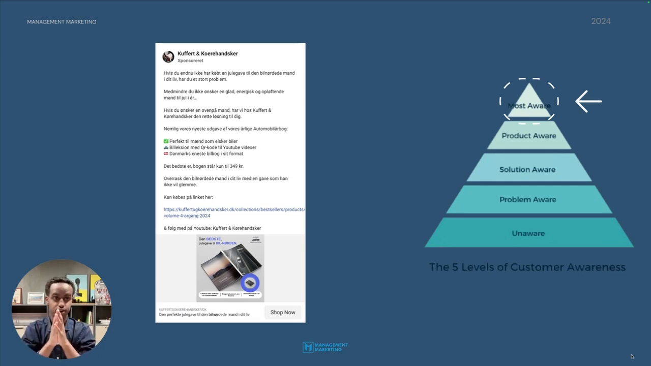First and foremost, as you can see, we have most aware, and when you are targeting a most aware audience, you are dealing with people who are in the market, ready to buy. They just want a logical reason to essentially convert.